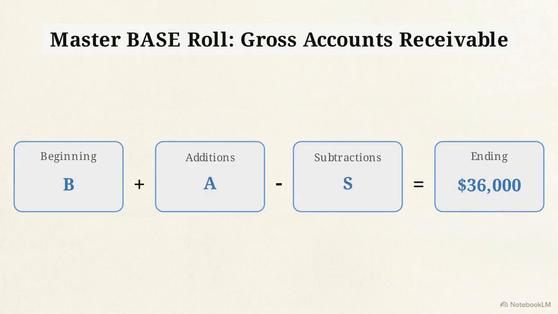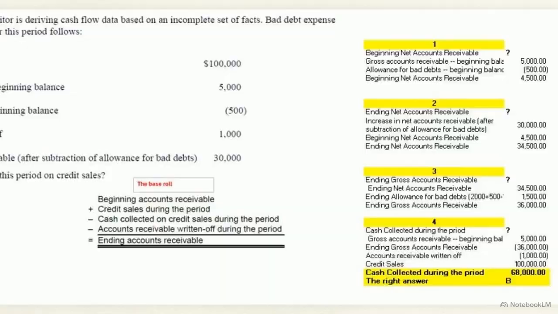We can now establish the master base roll for gross accounts receivable. We insert all verified components, $5,000 in beginning gross, plus $100,000 in credit sales, and minus $1,000 in write-offs. Subtracting our newly found $36,000 ending gross reveals that the only remaining mathematically possible subtraction is the cash collected. The calculation leaves us with exactly $68,000.